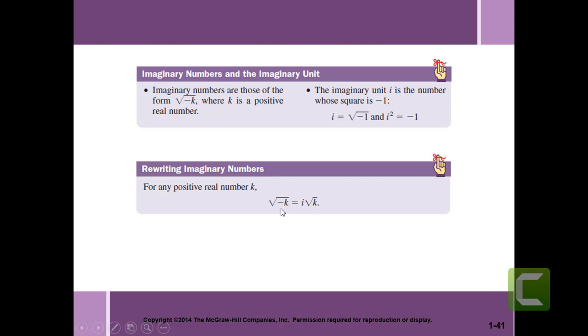And then what you could do is you could split it into two radicals, right? You can write that as the product of two radicals. And so you can write that as the product of the square root of -1 times the square root of k. And then we know by the definition that the square root of -1 is i, so you can replace that with i, and then you just have this. And so this is where the equality comes in. So you can rewrite any imaginary number in this form.